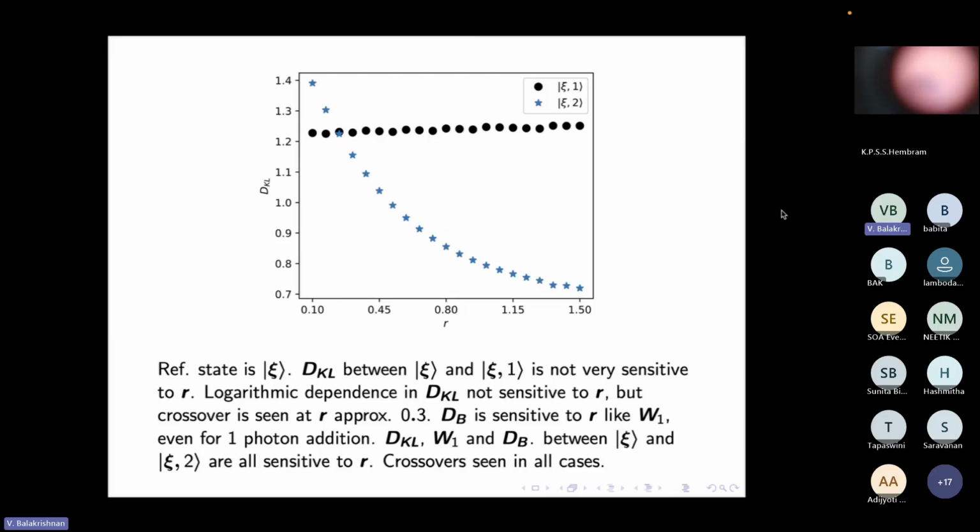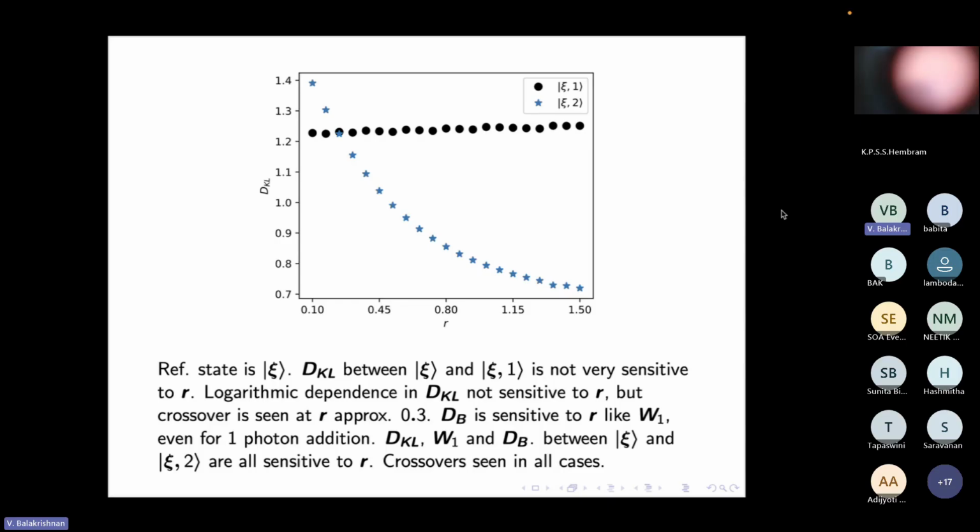Now, if you look at dKl between the squeezed vacuum and the 1 photon added squeezed vacuum, it is not very sensitive to the squeezing parameter R. The black circles, you see, are essentially more or less horizontal. That's because of the logarithmic dependence in the definition of dKl itself. It is not sensitive to R.